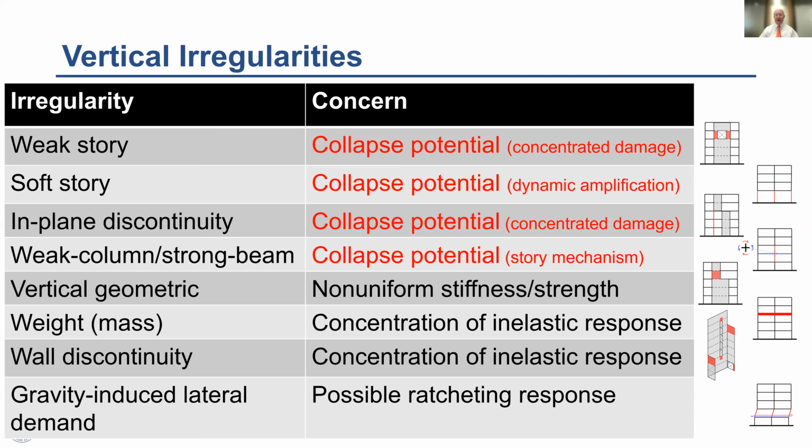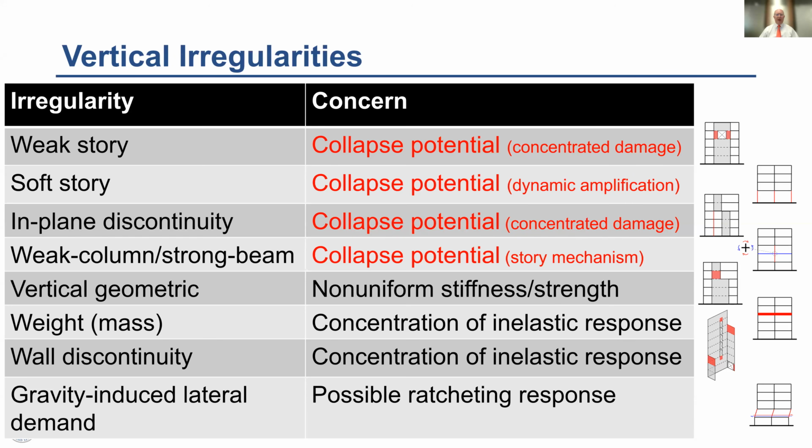Walls in buildings can have discontinuities in them for a number of reasons that we'll speak of in detail a little later. But the idea is if there are those discontinuities, they tend to be areas where the performance of the building is worse, where there's a concentration of damage, and that could cause problems.